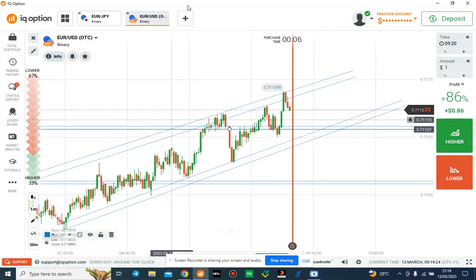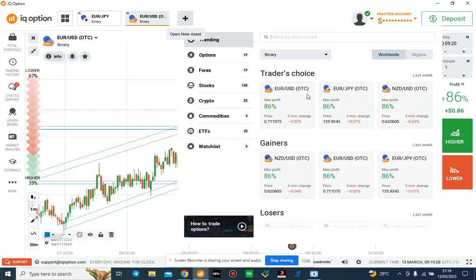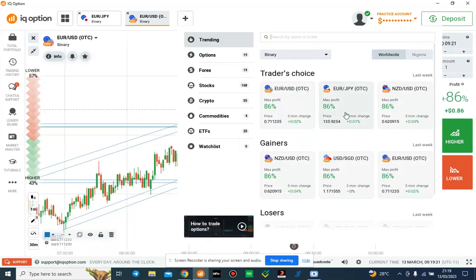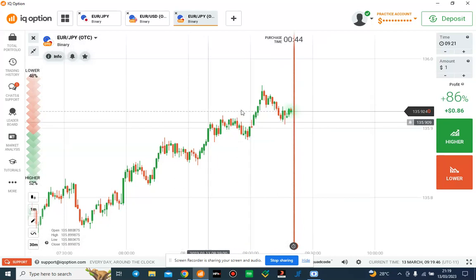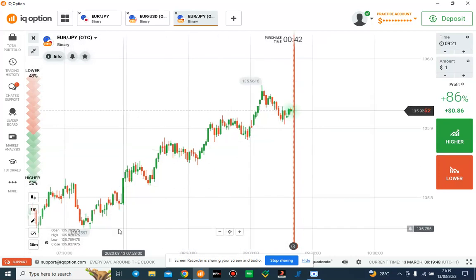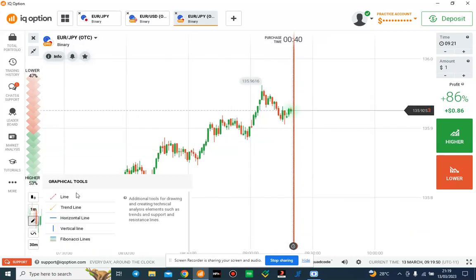So why the market? Okay, let's check some other currency pair. Let's check Euro JPY on OTC market. So learn how to trade different market structure. This is also a trendy market. Okay, this is also a trendy market.